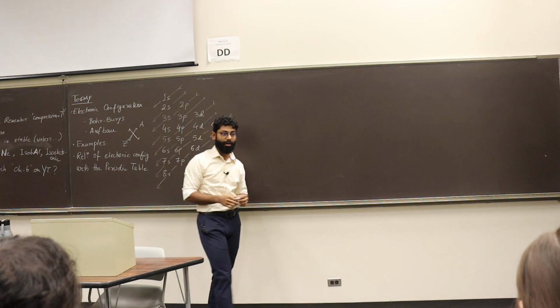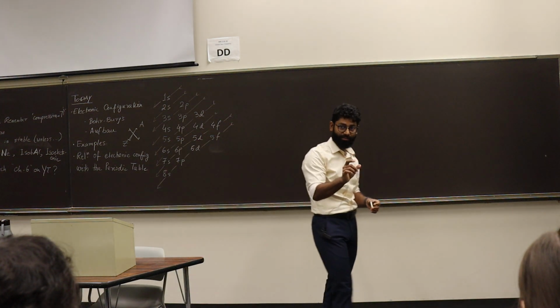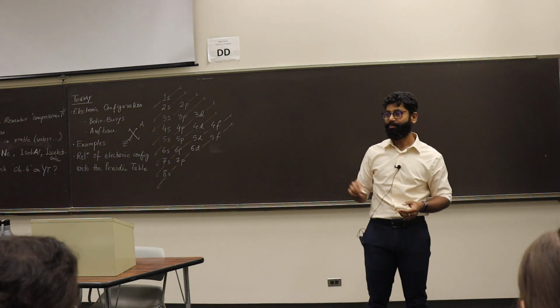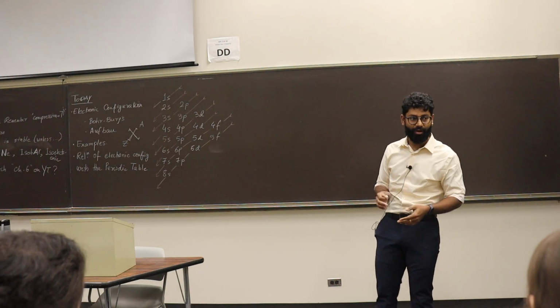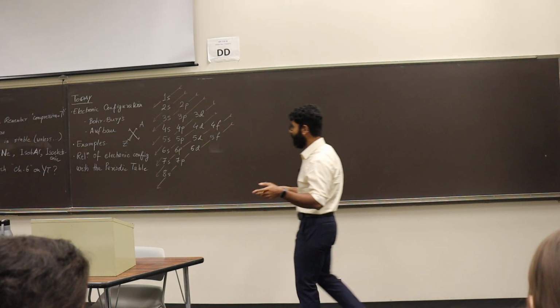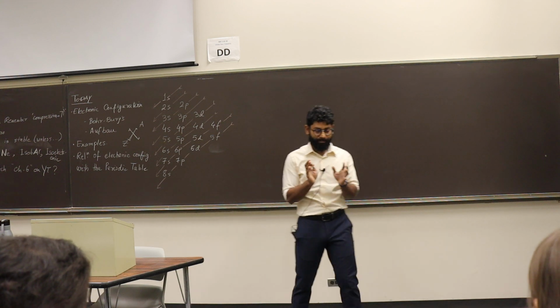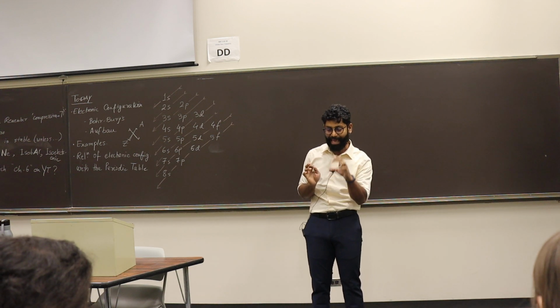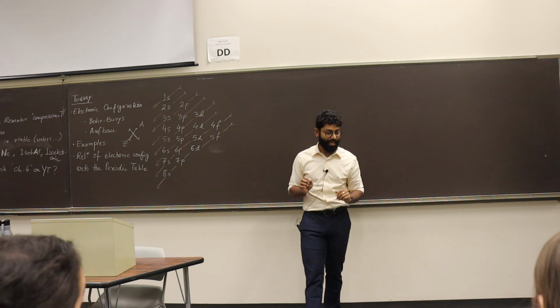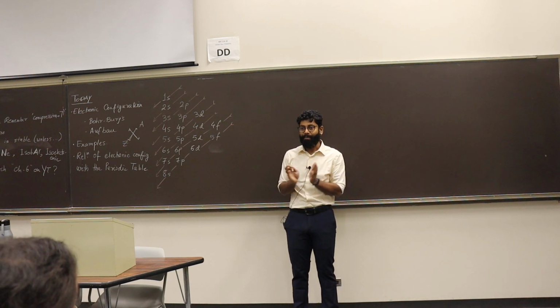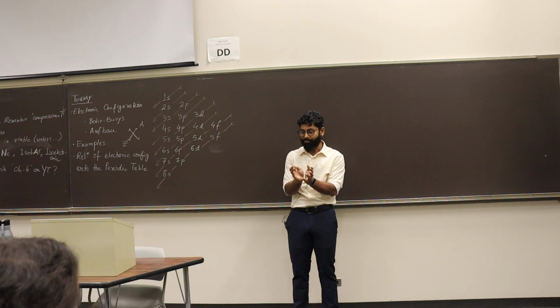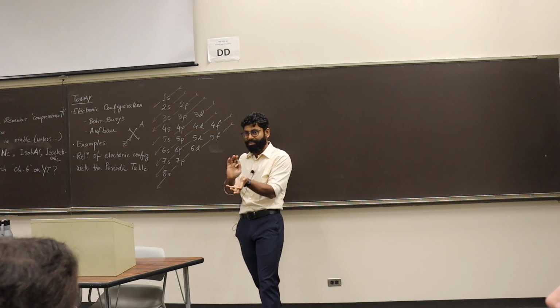Isoelectronic, same number of electrons. For example, we did the example of Na+, which had 10 electrons, F minus, 10 electrons. Also, isoelectronic is not just a single element thing. It can be multi-element. Polyatomic species can be there.